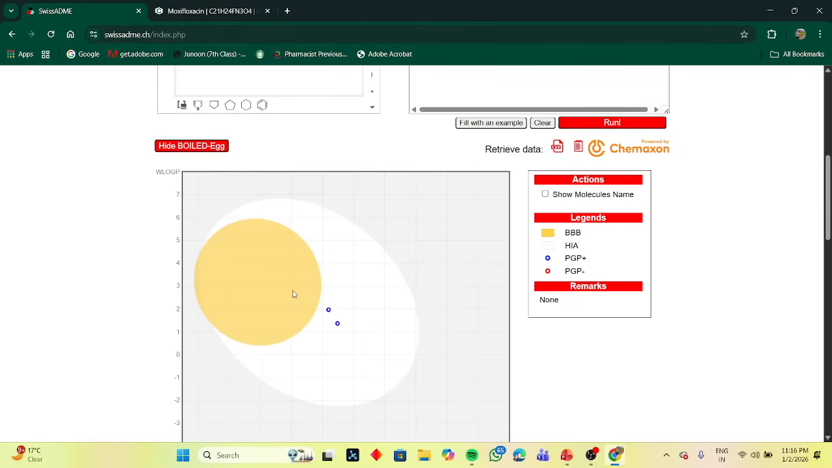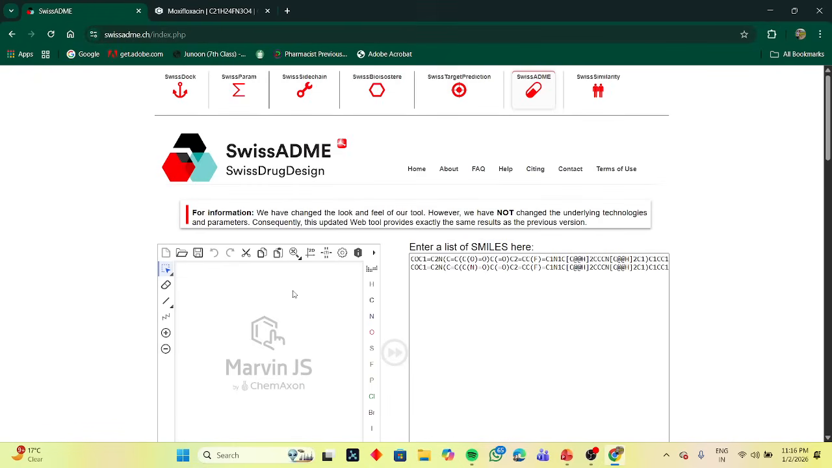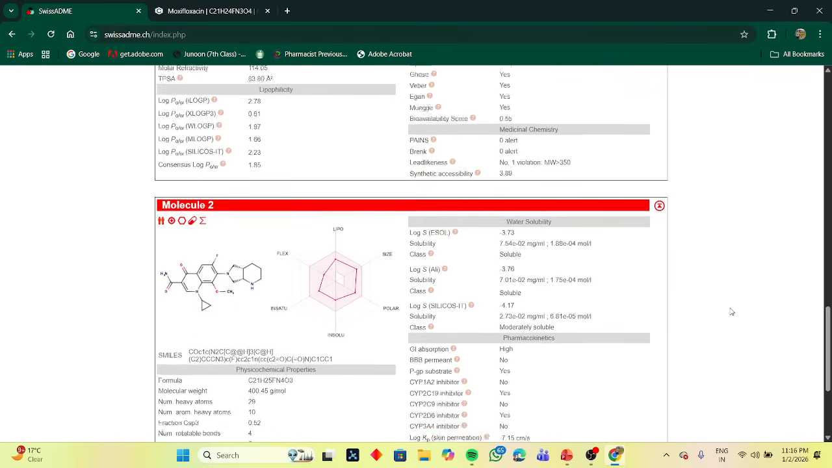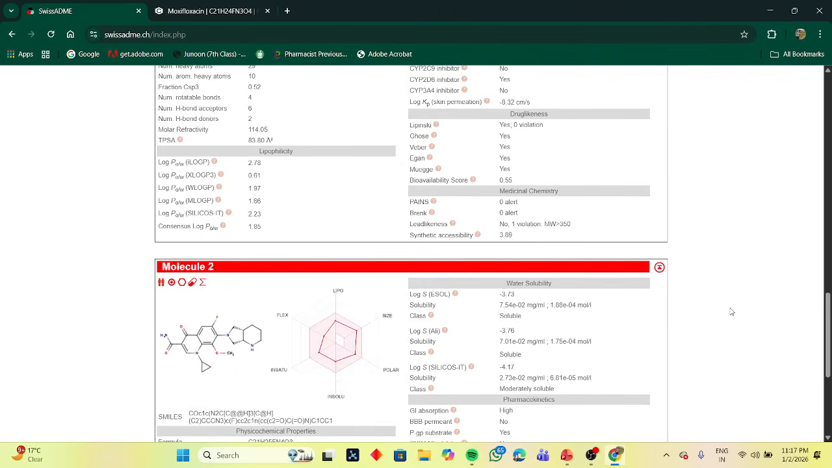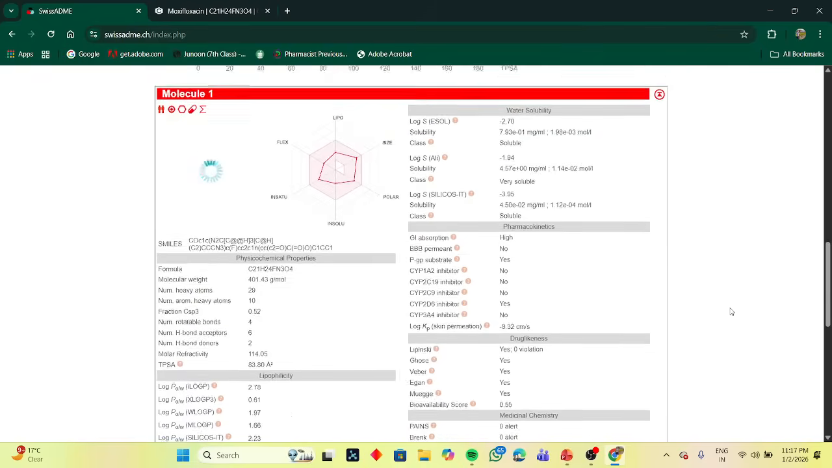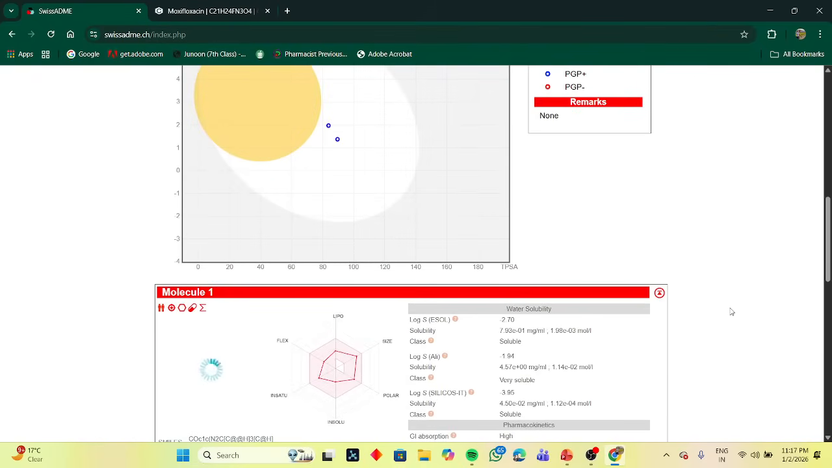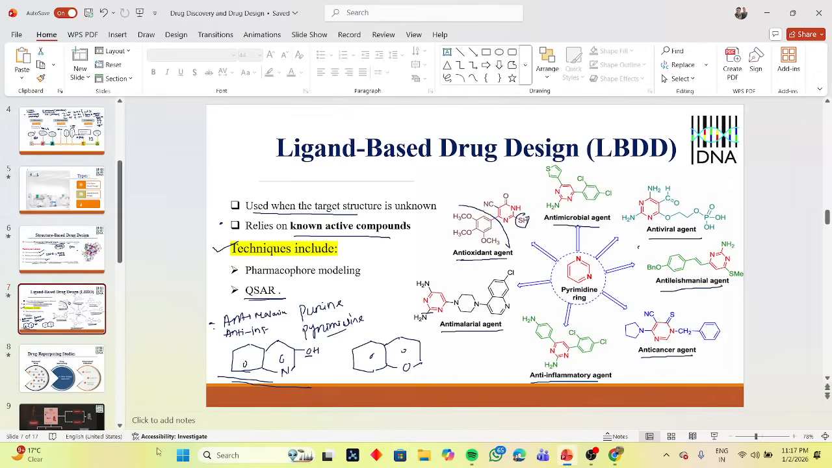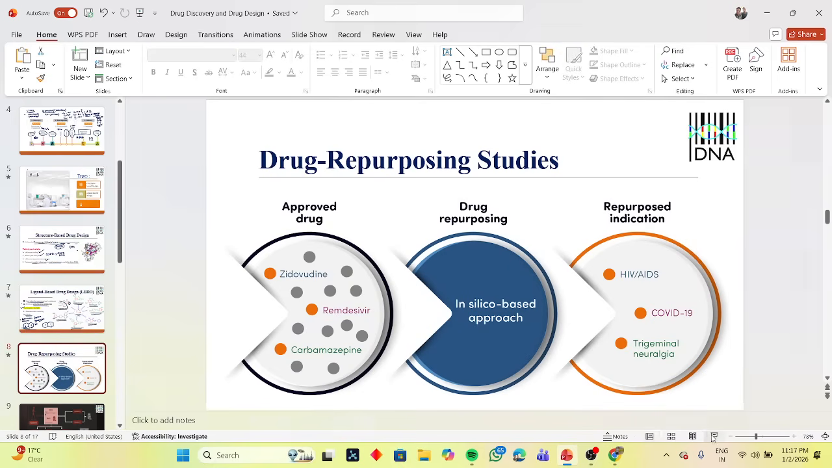So this is the SwissADME database. By using SwissADME, you can perform and find out all these things, and this is very important for your publication figures. All this information is needed for the research article also. So now coming back to our slides. I hope that all of you have understood all these things, structure-based drug design and ligand-based drug design. Now let's come to the drug repurposing studies.